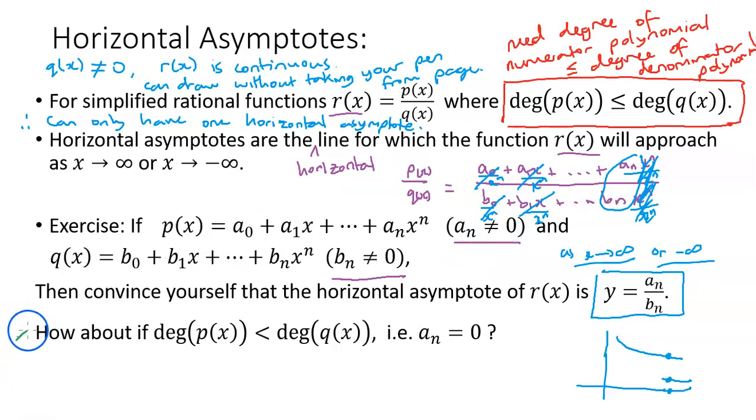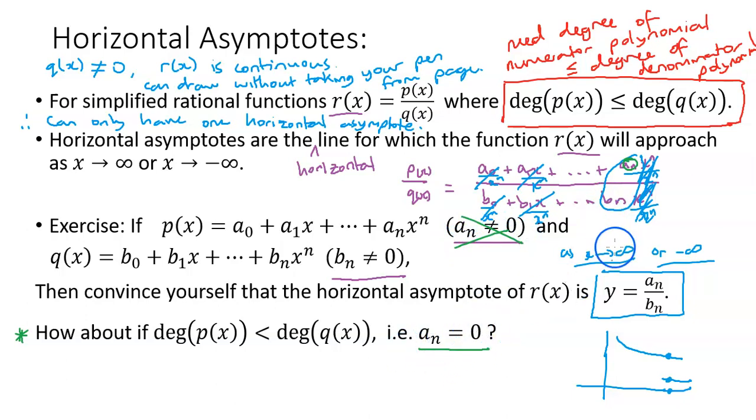And there's one last little exercise at the bottom there. How about if the degree of p of x is less than the degree of q of x? So we started out saying an does not equal 0. This time an does equal 0. What happens? Well, not very much. You can do exactly the same thing that you did here, except replace an with a 0. So all in all, it's actually not even really worth considering two separate cases.